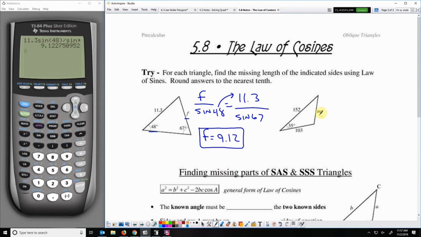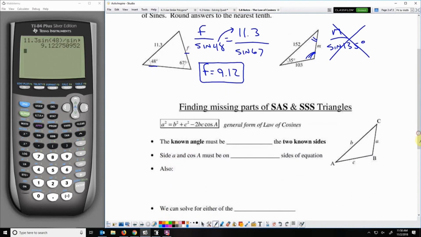Now for this next one, I've got m over sine 135, and then I've got 103, but I don't have its opposite angle. I've got 152, and I don't have its opposite angle. So this one, I actually can't do with law of sines. So this is a case where the law of cosines might come in handy.